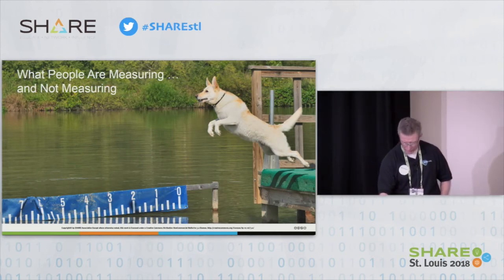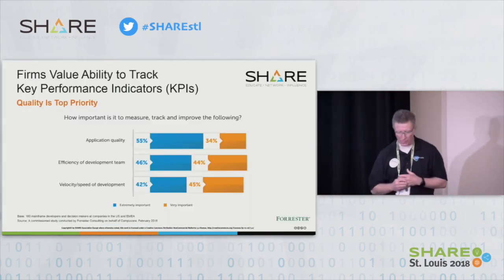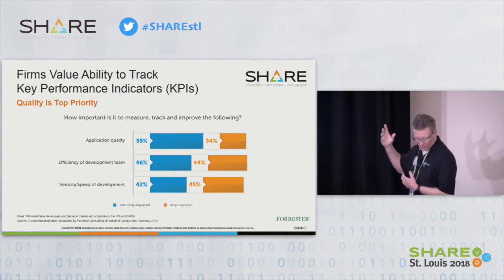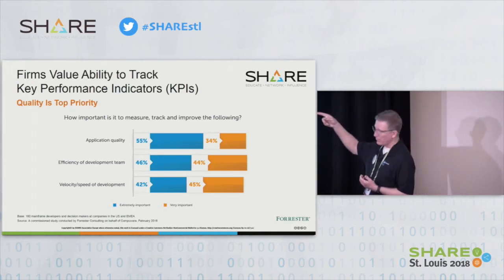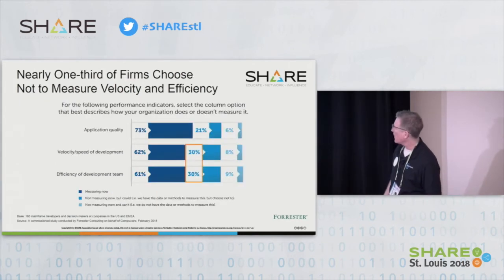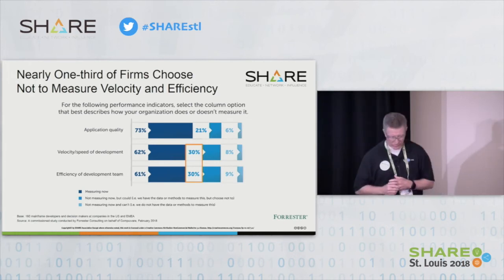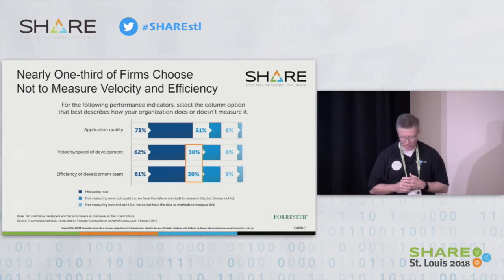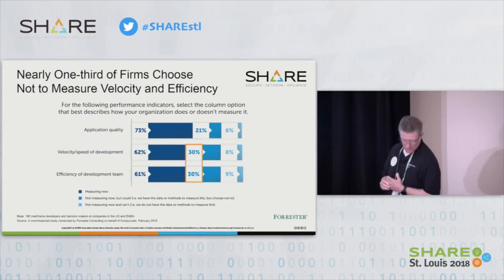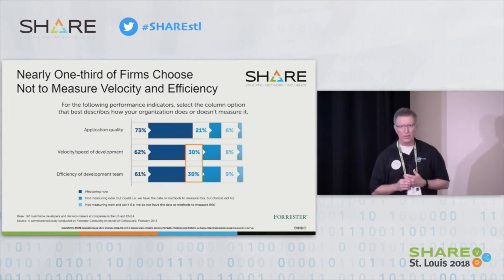Let's see what the Forrester Compuware study shows and tells us about metrics. When we asked mainframers what's important to measure, they overwhelmingly said application quality, and there's no surprise there. Velocity and efficiency were important, but deemed to be less critical. So quality first, velocity and efficiency second in the survey. We see this extended further when we asked what measurements they're currently measuring. We see that a third of the companies aren't typically measuring velocity and efficiency.